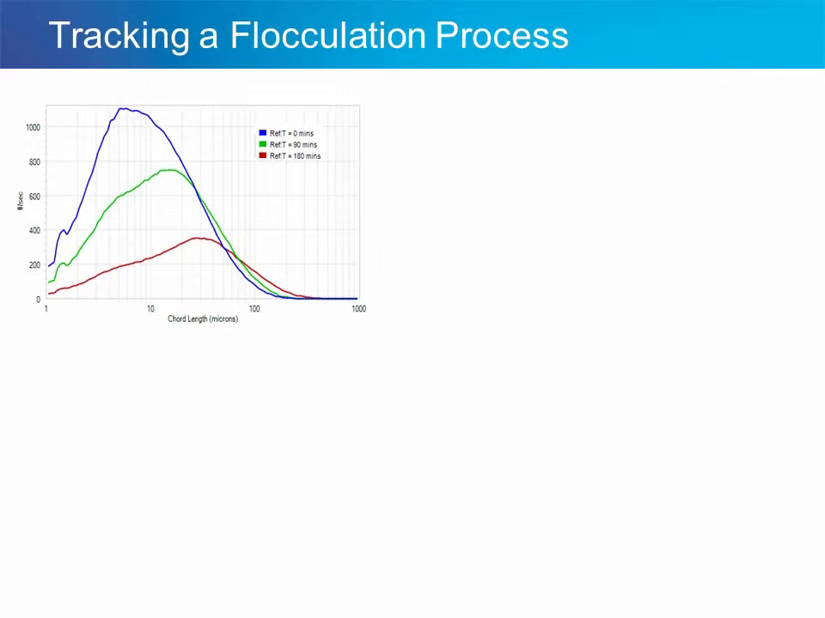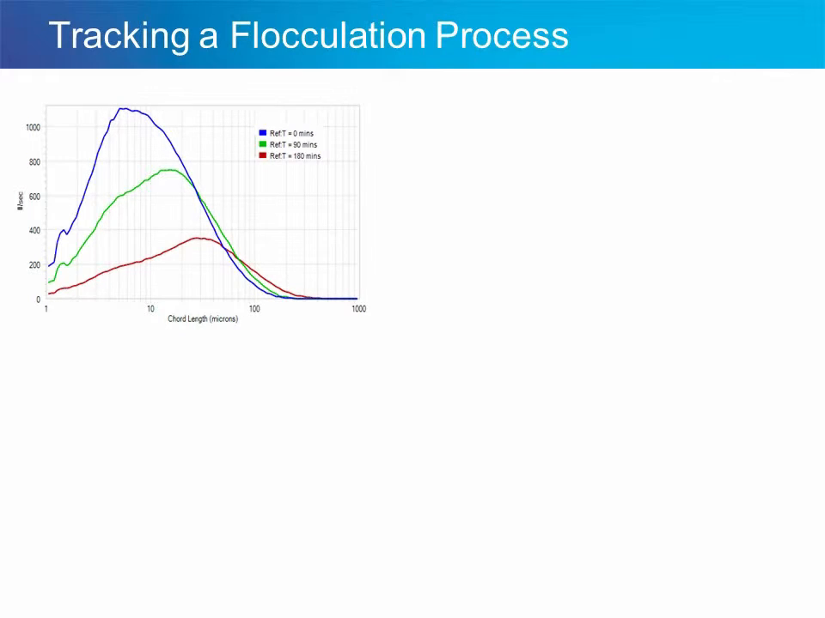So we're seeing a decrease in the number of small particles. These small particles are sticking together to form larger flocs, and we're seeing an increase in the number of larger flocs. And overall, we're seeing a shift in the distribution towards the right, so an increase in the chord length and an overall increase in the size of the particles or the flocs that we're measuring.